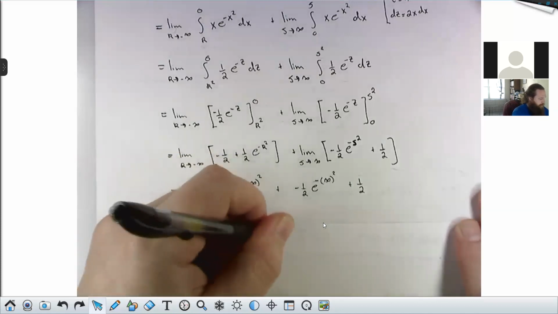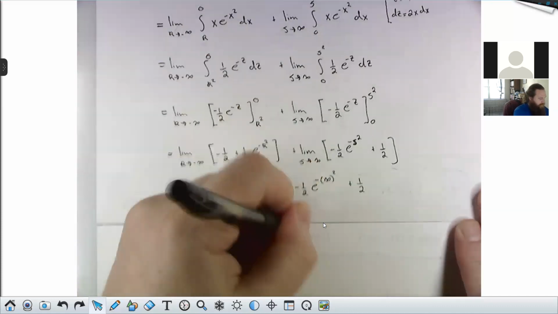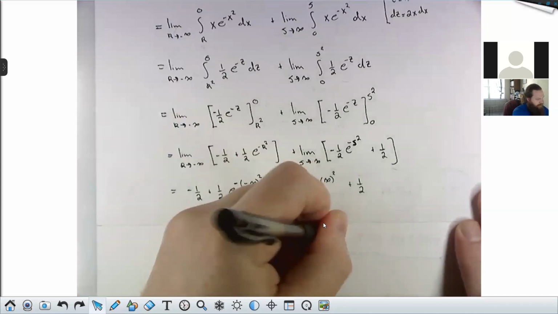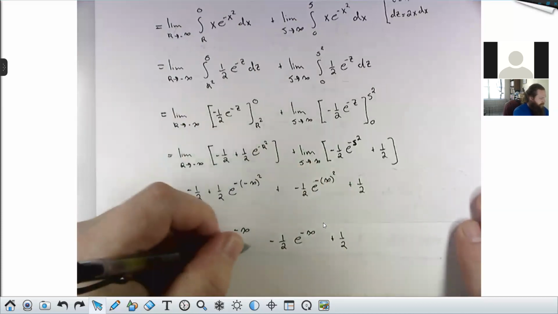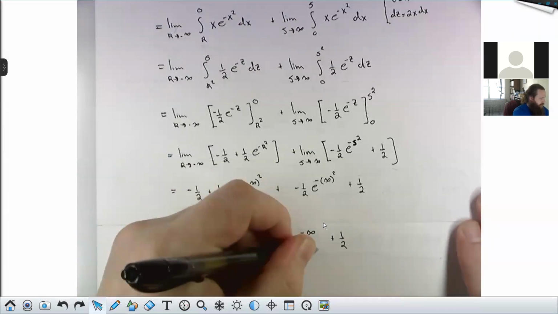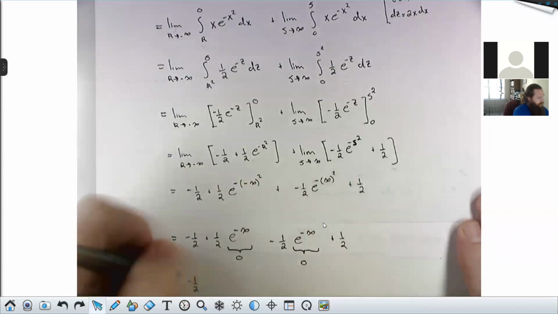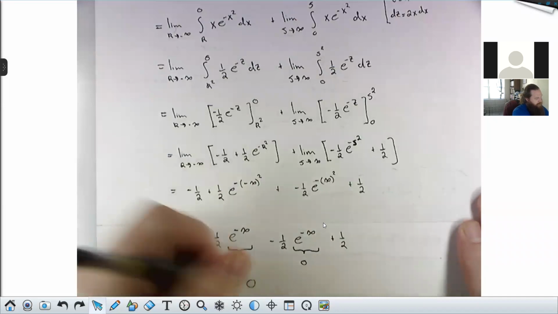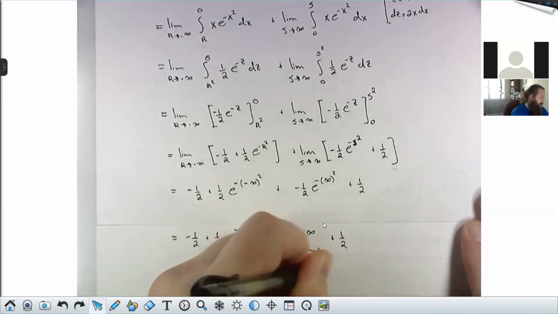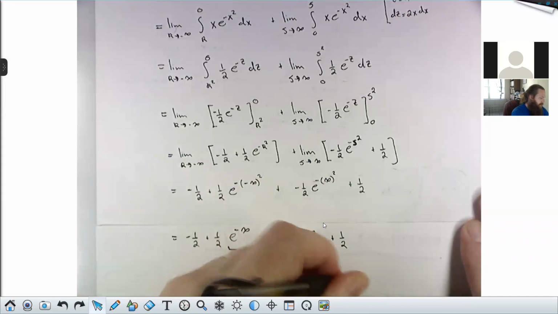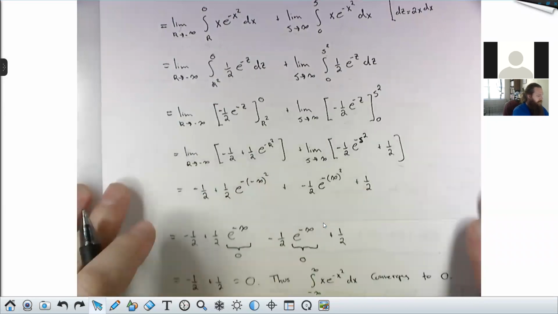And then we've got -1/2. Same sort of thing here, right? If you square positive infinity, that's positive infinity. So this is e to the negative infinity. And then +1/2 here. And each of these pieces, e to the negative infinity, we know are 0. So this is -1/2 plus 1/2, which is again 0. Plus, we would say the integral from negative infinity to infinity of x e to the negative x squared dx converges, and again, converges to 0.